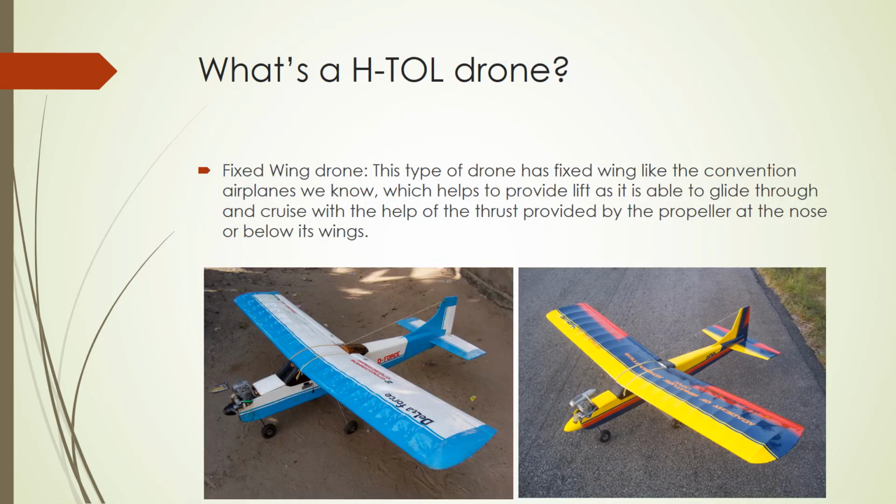So the next is the HTOL drone. As you can see here, this type of drone has fixed wings, which are just like a conventional plane, and they provide lift and are also able to glide and cruise with the help of the thrust provided by the propellers, which can be either fixed at the nose or under the wings. So here we have the HTOL drone with the wing and the aileron. Then we have the elevator, and we have the rudder as well.